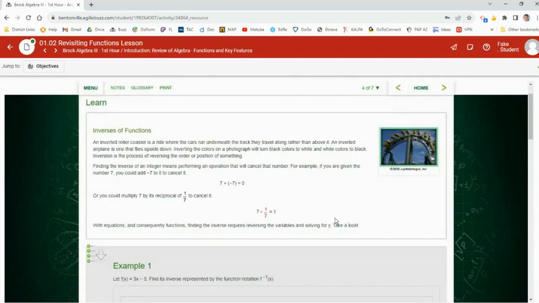Here's where it gets a little tricky sometimes. Inverses of functions, because we don't spend a whole lot of time on that in Algebra 2, but we do cover that. Do you remember inverses of functions? Because here in Algebra 3, we're going to use inverses from time to time, so I need to make sure you remember that from Algebra 2.